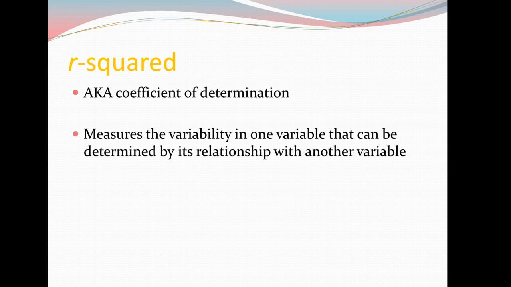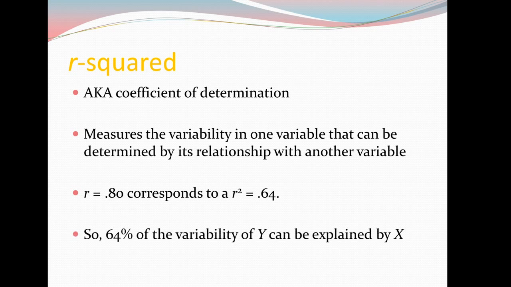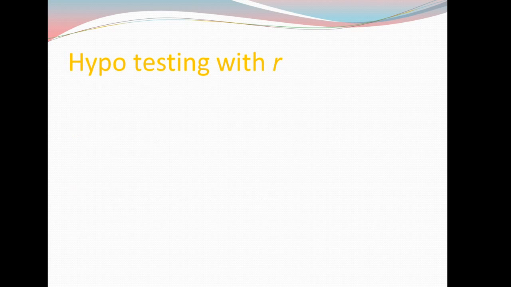So if you have an R squared value of 0.33, they'll say, oh, 33% of the variability in y is explained by variable x. R and R squared have a very explicit and clear relationship. An R value of 0.80 corresponds to an R squared value of 0.64. You literally just square it. In this way, an R squared value of 0.64 translates to 64% of the variability in y can be explained by x.